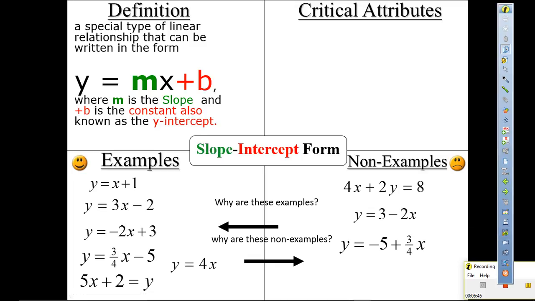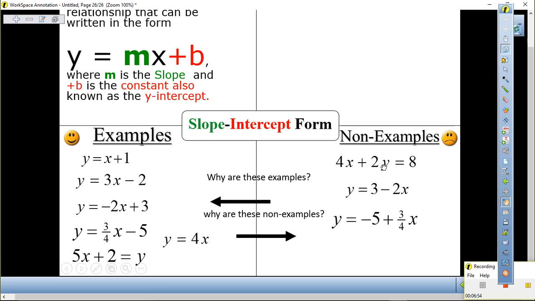Let's see. This first one right here. Why is this not in slope-intercept form? What is the matter with this one? Two variables, very close. That is correct. It has two variables on the same side of the equation.